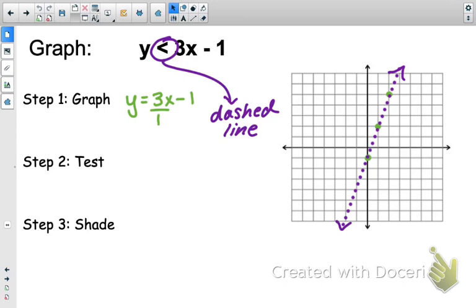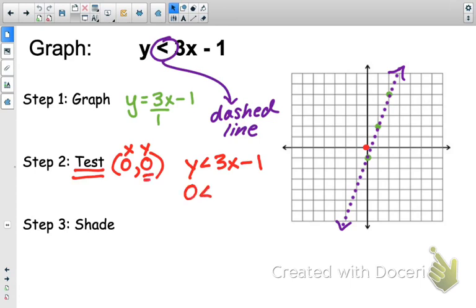Now, we move on to step 2. So we need to test a point. So once again, 0, 0 is not on that line. It's just to the left of it. So we are going to plug in 0 for x and 0 for y into the inequality and see if it's true or false. So if our inequality is y is less than 3x minus 1, we're going to plug in 0 for y and 0 for x.